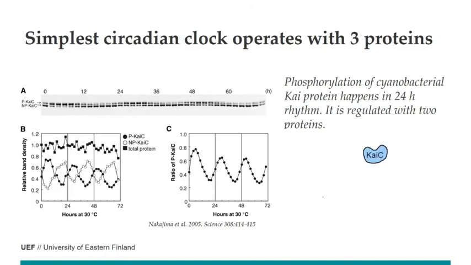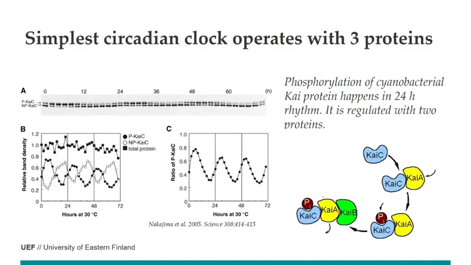So we have this KaiC, which is bound by KaiA, and now when having this KaiA, this KaiC is phosphorylated. This phosphorylation causes another protein to remove the KaiA, after which the KaiC will be dephosphorylated. And then the merry-go-round goes on.